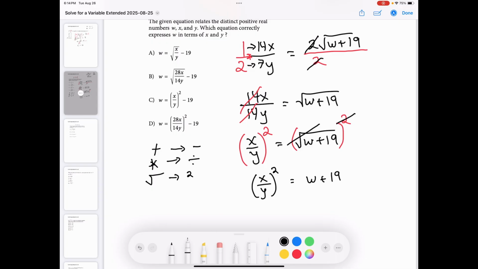We just have to get rid of the 19, which is much easier because we can clearly see that it's adding, right? You have plus 19. So I'm going to subtract 19 on both sides, which means plus 19 minus 19 is equal to 0, right? Which means I'm left with w equals x over y squared minus 19. And that means that our answer in this case is C.